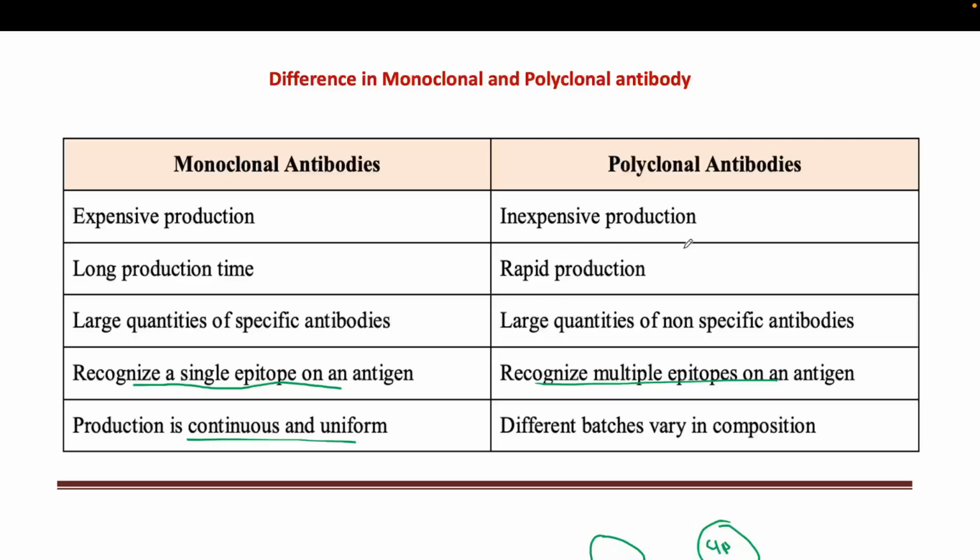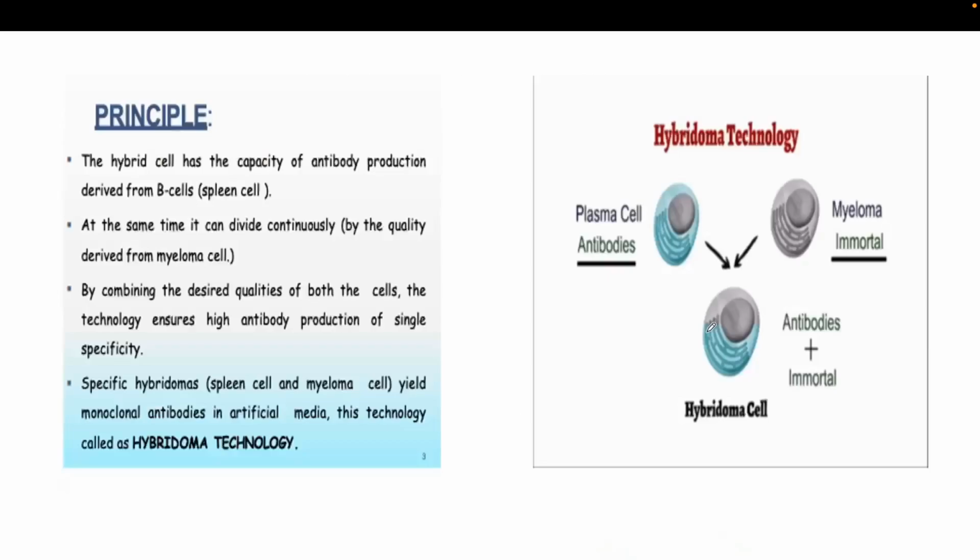Okay, polyclonal production is inexpensive because naturally the polyclonal antibodies are present, and it is rapid production because it is produced in our body, so we do not need to do this process in artificial conditions, right? From here also a large quantity can be produced, but for longer storage we can't prefer the polyclonal antibody, as well as it is a non-specific antibody. Okay, so this is the difference.